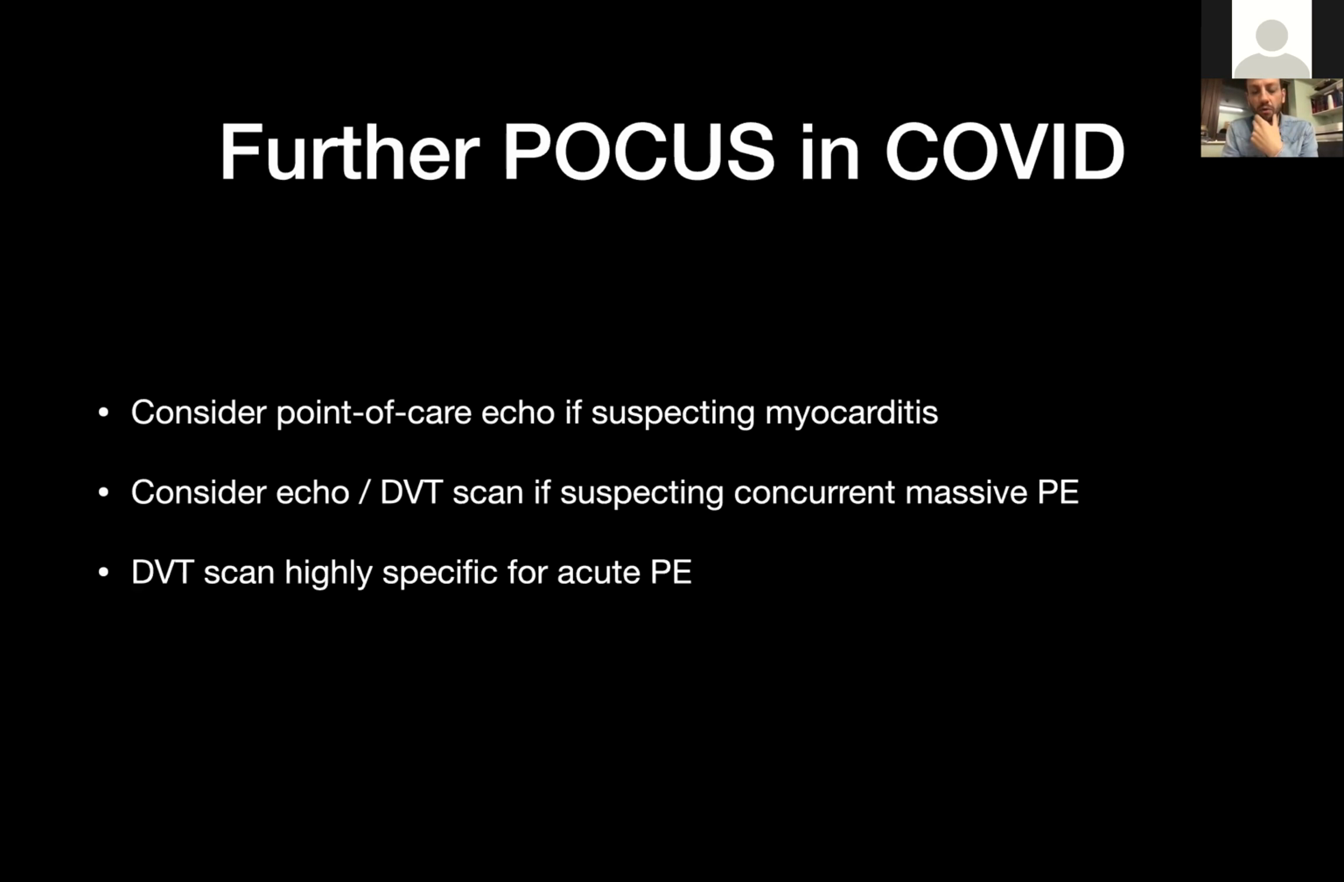And I don't think a lung ultrasound really goes without an echo, particularly if you're seeing B lines and you're worried about heart failure or COVID. So you may look for evidence of myocarditis and global reduced cardiac function, and you might think about doing an echo or a DVT scan if you're worried about PE. And certainly a DVT scan is very specific for an acute PE in patients where you suspect that.